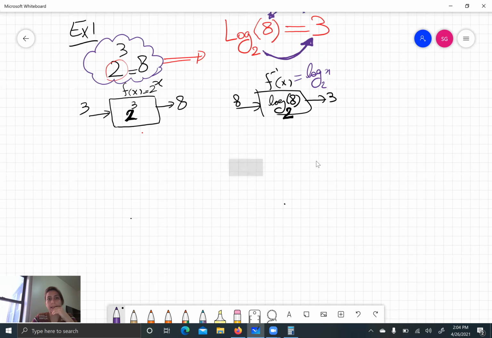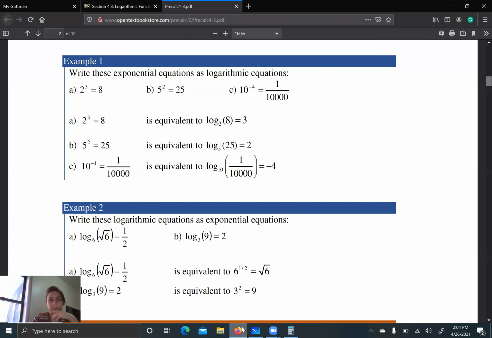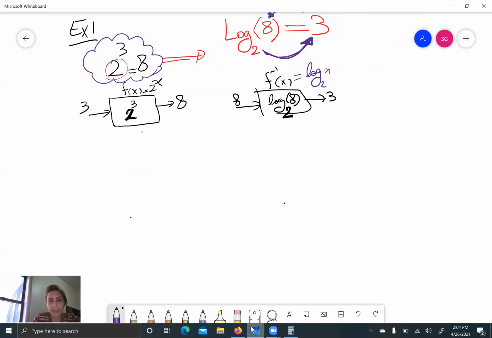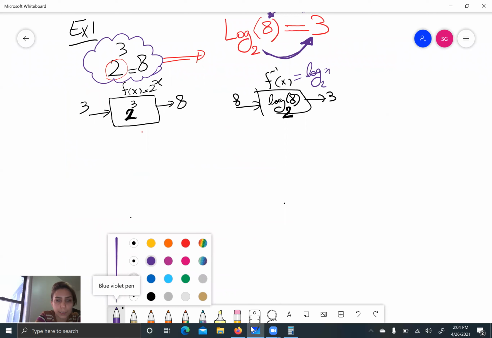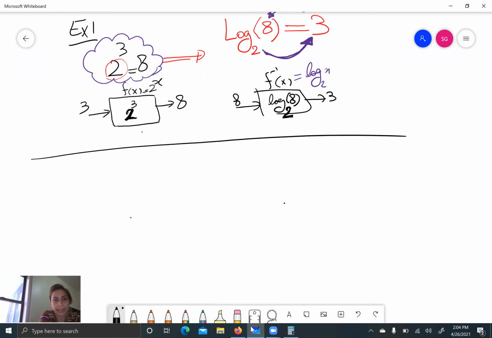Okay, let's look at the next one. So as you can see, 2 cubed equals 8 is equivalent to log of 8 to the base 2 is 3. Now, 5 squared is 25. Let's do this. 5 squared. So the next one is 5 squared is 25.